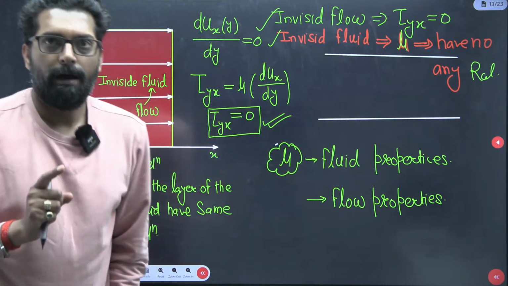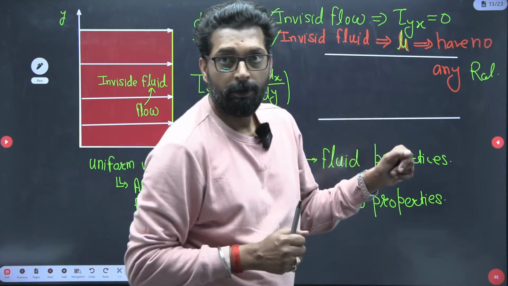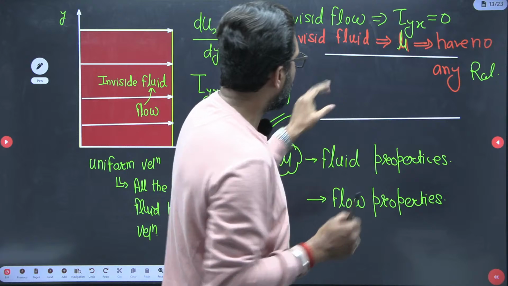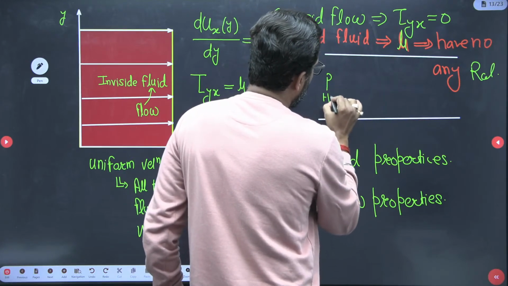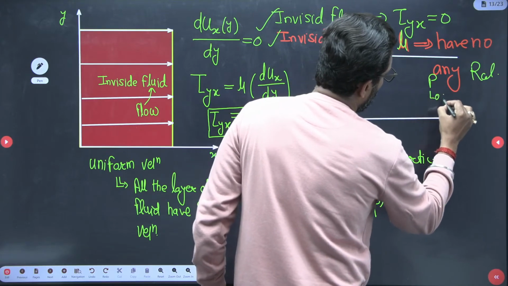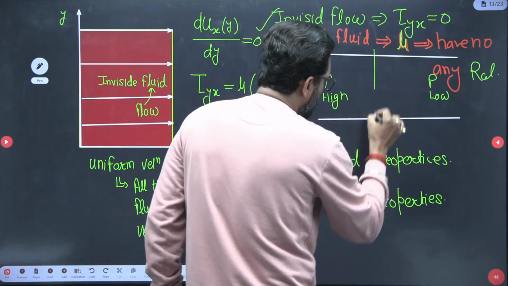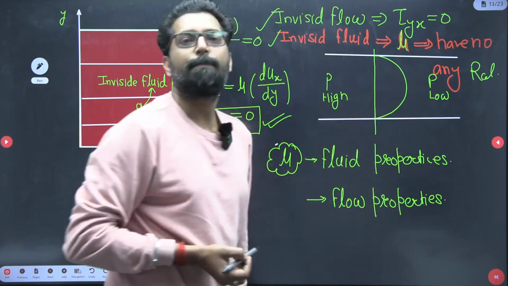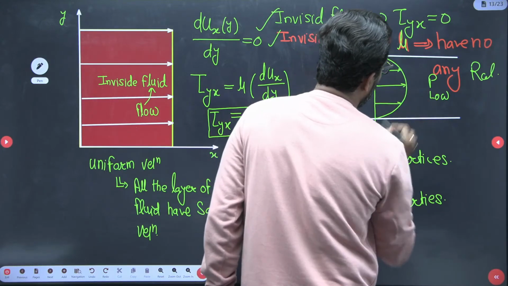Clear? I hope clear. Okay? Now, think that there is any channel and there is a pressure difference: this is high pressure and this is low pressure. If you take any cross section, there must be a velocity profile like a parabolic. In this parabolic velocity profile, this is Poiseuille flow.